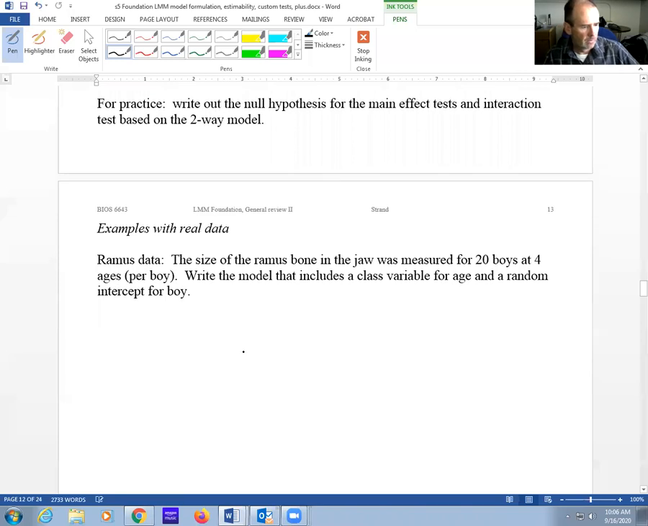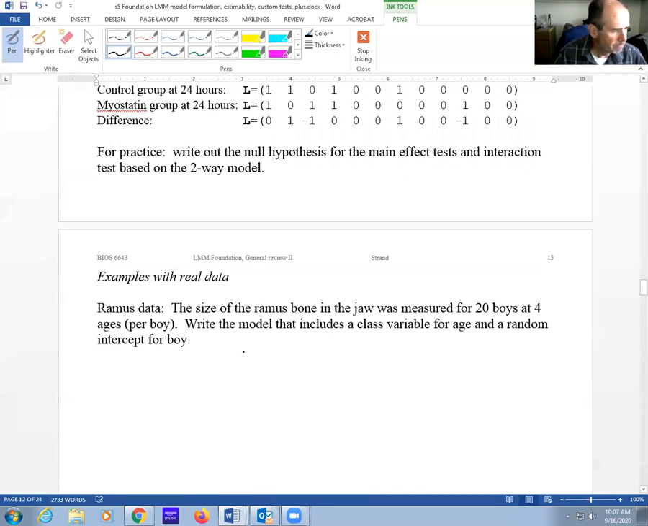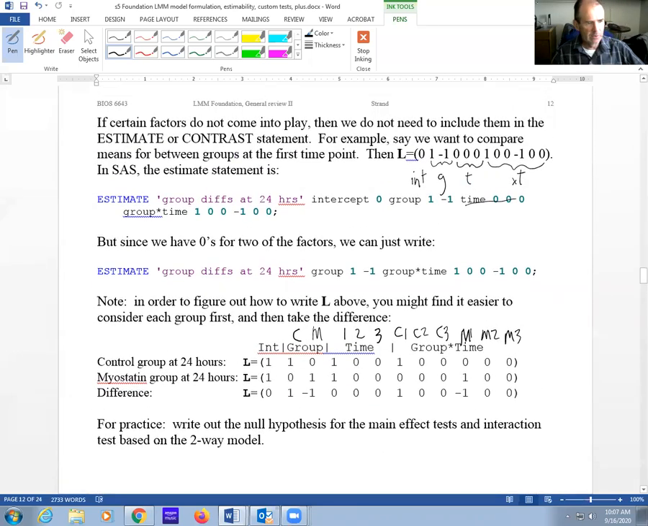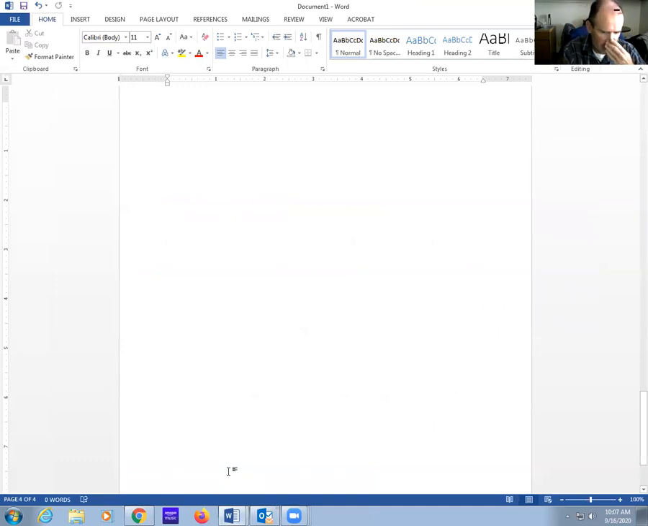So the last thing I want to do, I'm going to probably jump this one, but I want to show you just one more example of, let's do this one for practice. Write out the null hypothesis for, we'll do the interaction test here. And I'm going to go to a new sheet here, and hopefully my pen will cooperate with me.